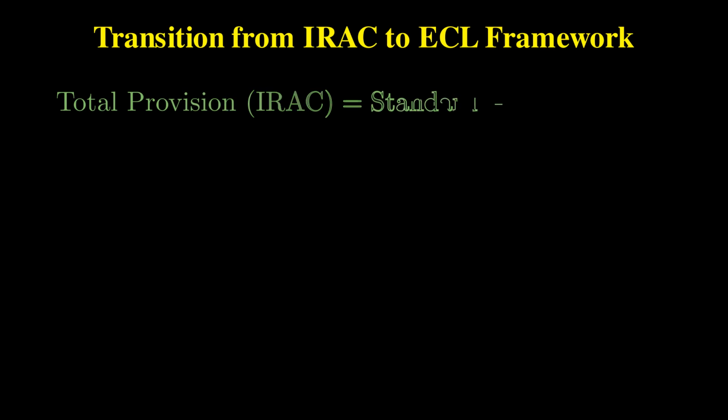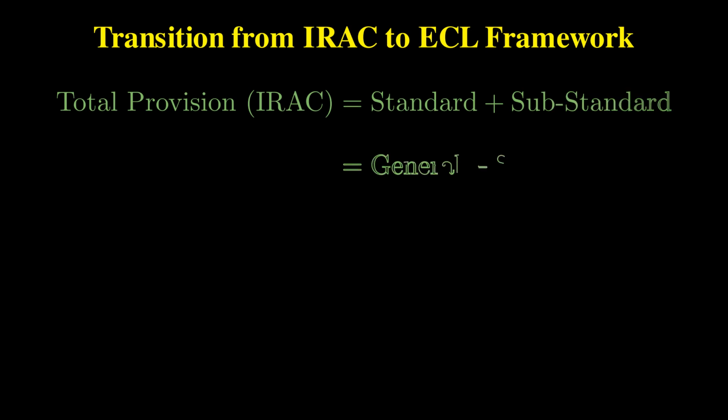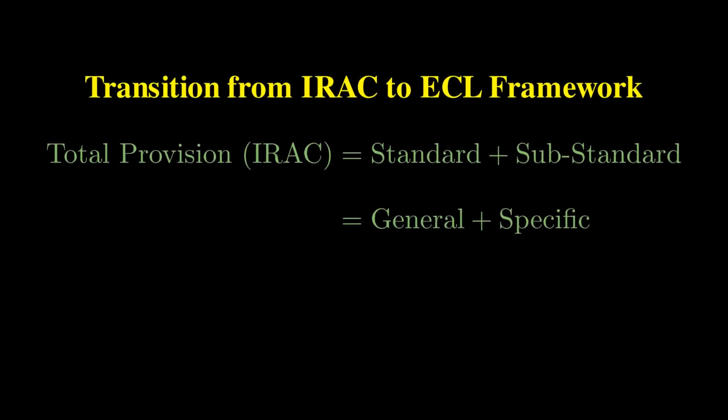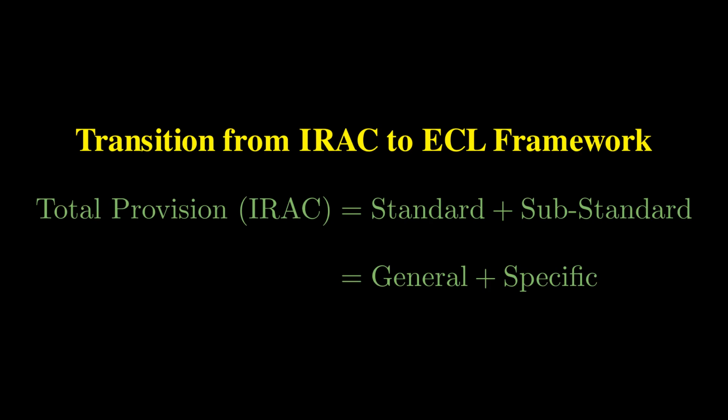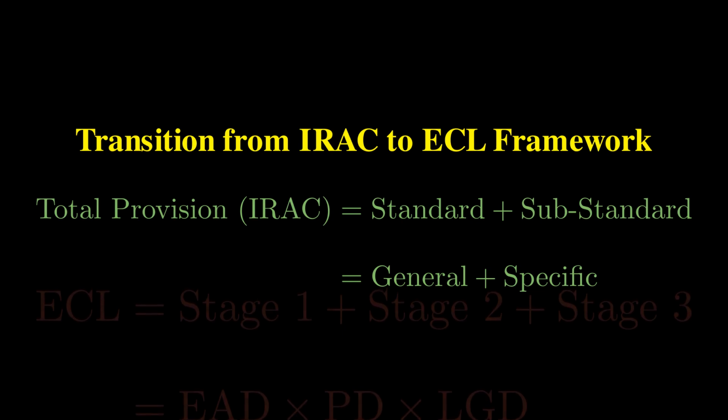Let us now understand how time-based classification evolves under the old IRAC framework and the new expected credit loss model. We'll map how time buckets change from standard to stressed asset stages. From the start at time 0 up to 30 days from the due date, the asset remains standard and general provision is maintained. This period aligns with Stage 1 under ECL, low credit risk, with no significant deterioration observed.